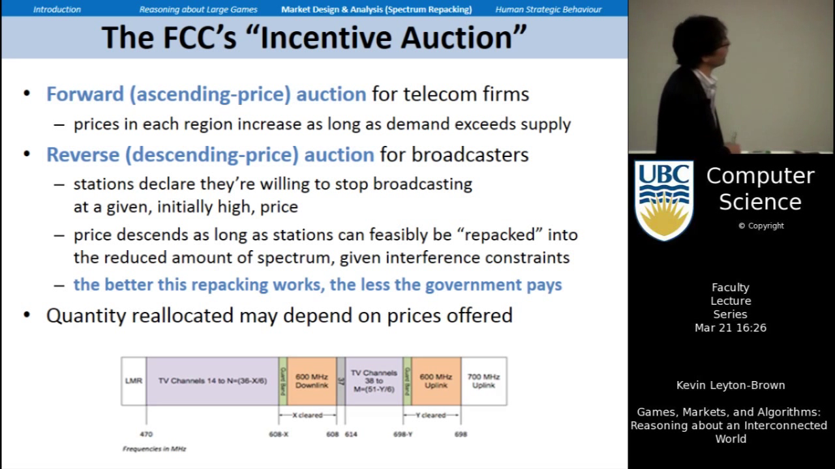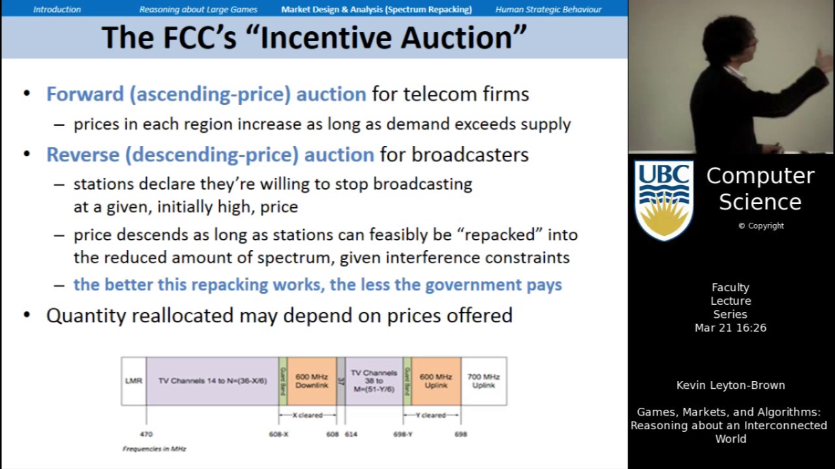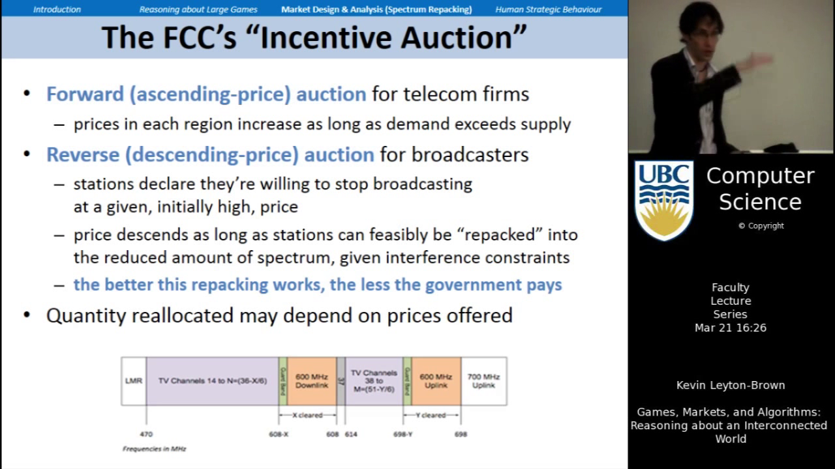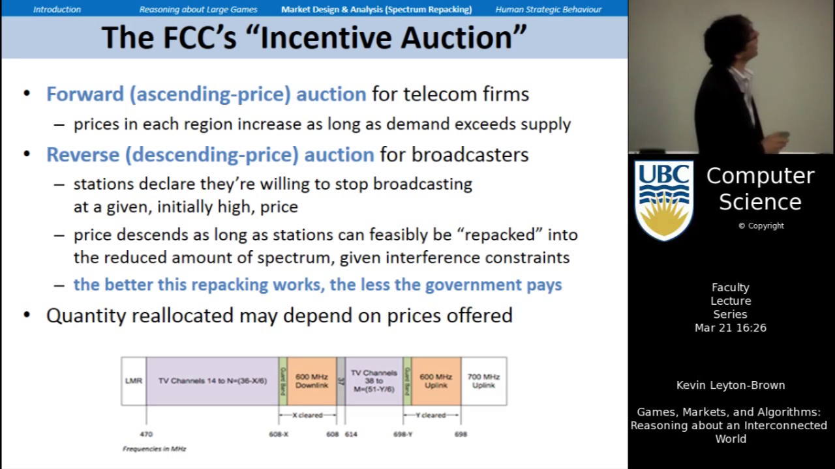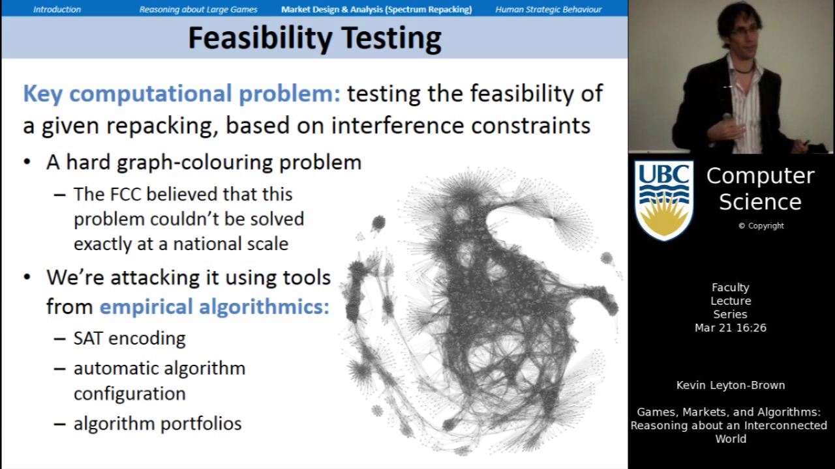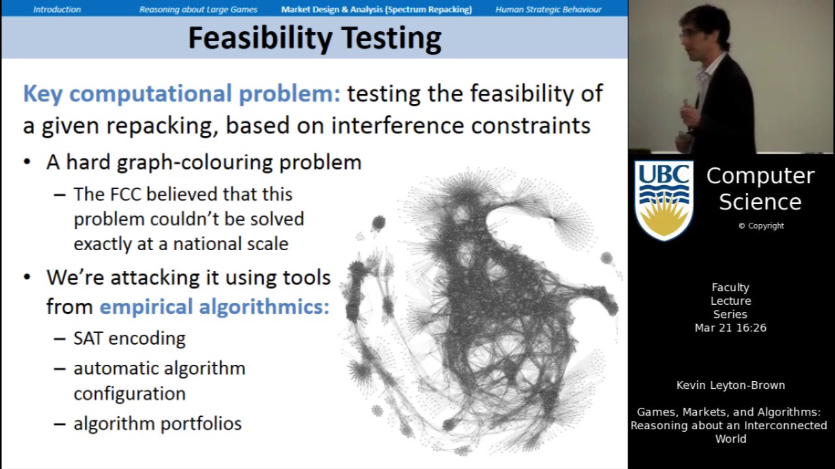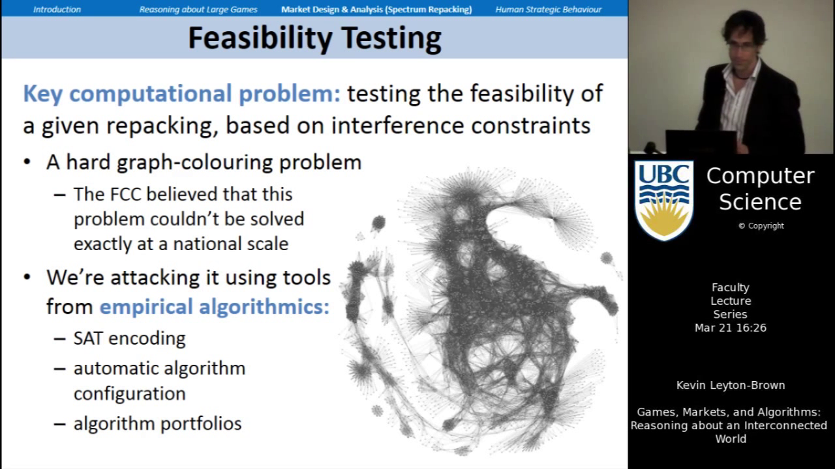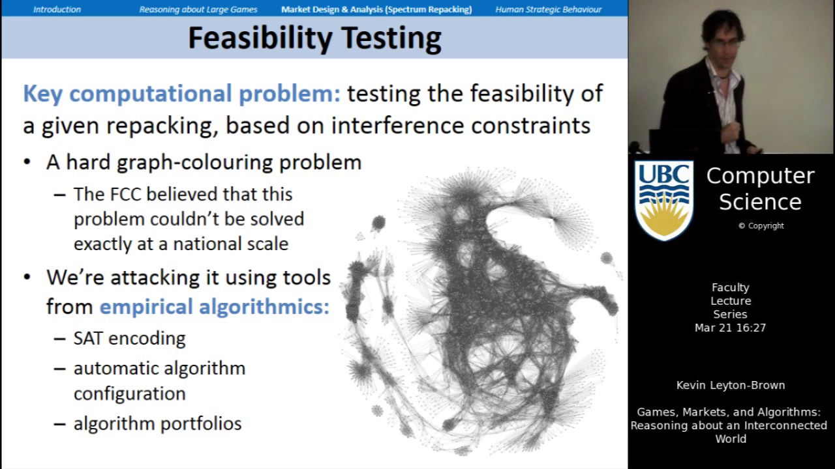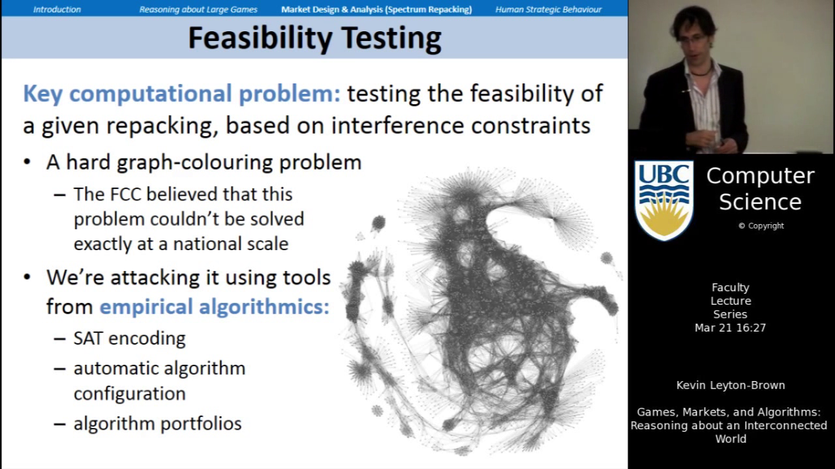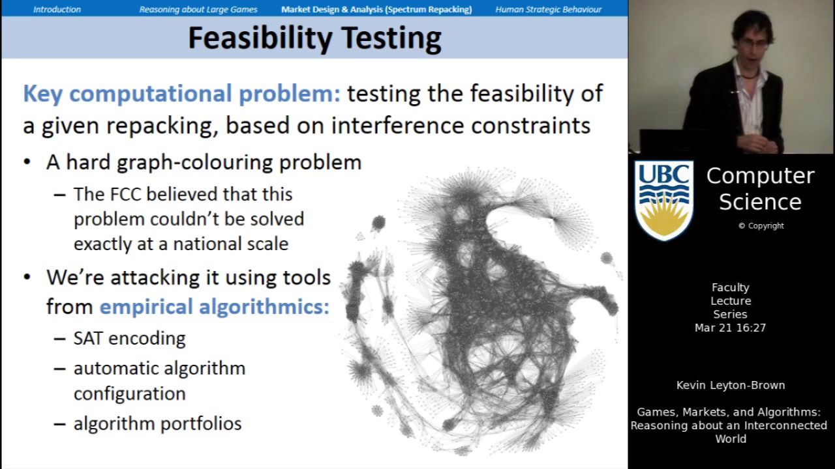And the better this repacking can be done, the more the auction can go, the more the prices in the reverse auction can go down, and the less money the government is going to have to spend to achieve the same thing. So I've been working on this feasibility testing problem along with my student Alex Frechette. And so we've been thinking about this problem of asking whether a given repacking can be done given the interference constraints. And this is a hard graph coloring problem.